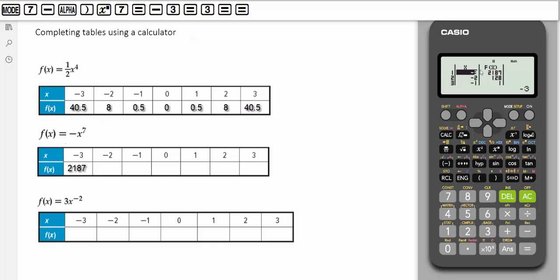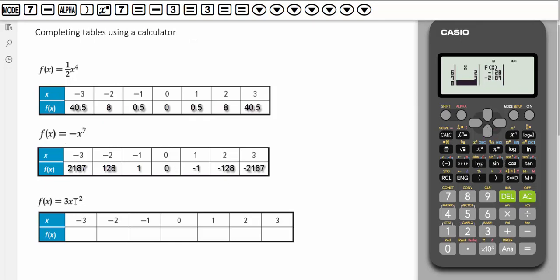So now we have f of x. By scrolling down, you can see the different values between x and f of x. So -2 corresponds to 128, 0, -1, and so on.